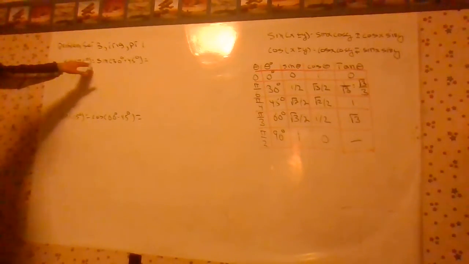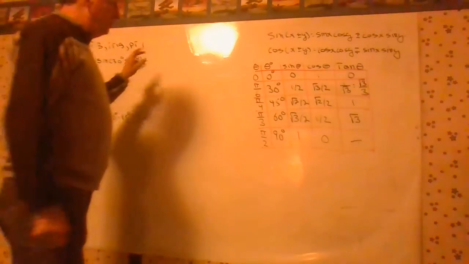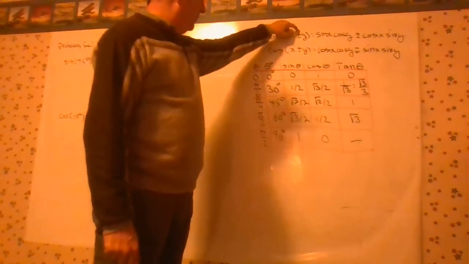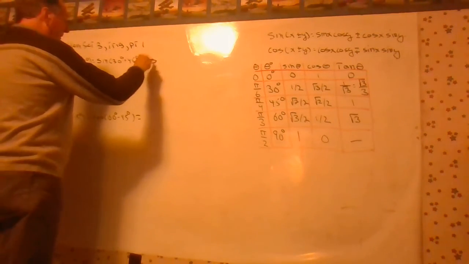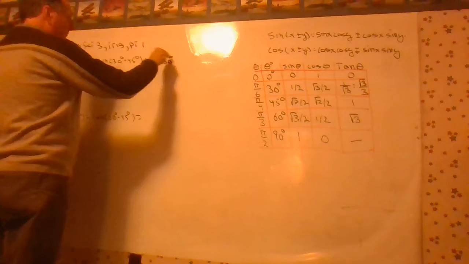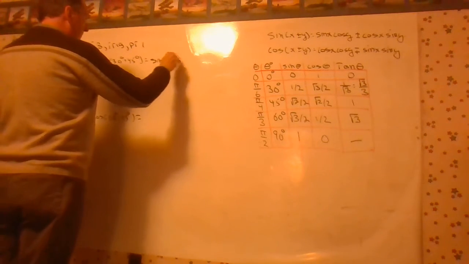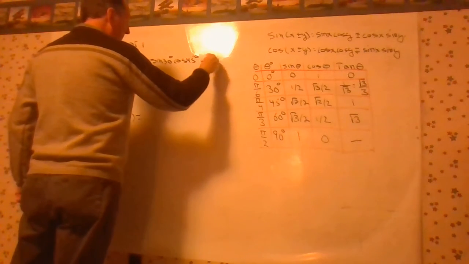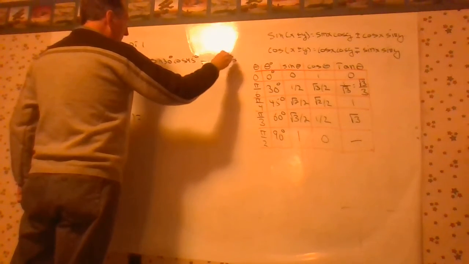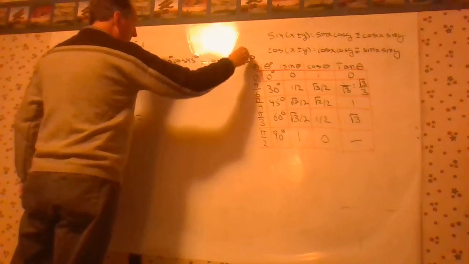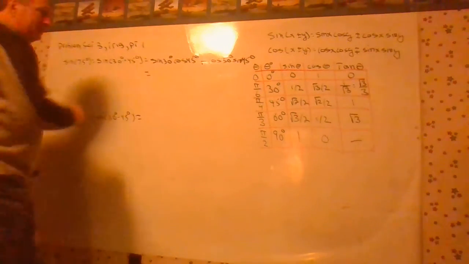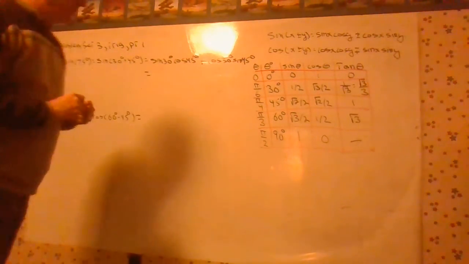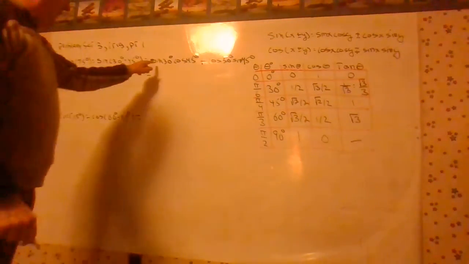Sine of 75 is sine of 30 plus 45, which we can expand using this formula. Plus here matches with plus here. And so we're going to write that as sine 30 cosine 45 plus cosine 30 sine 45. And then we put the exact equivalents in.